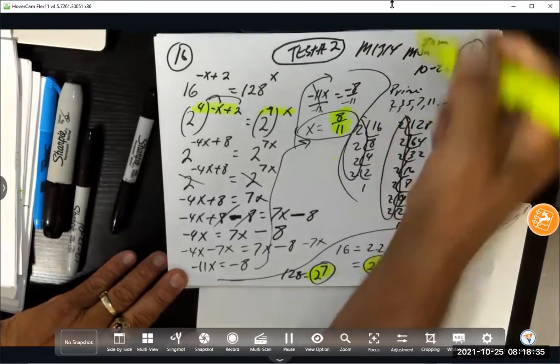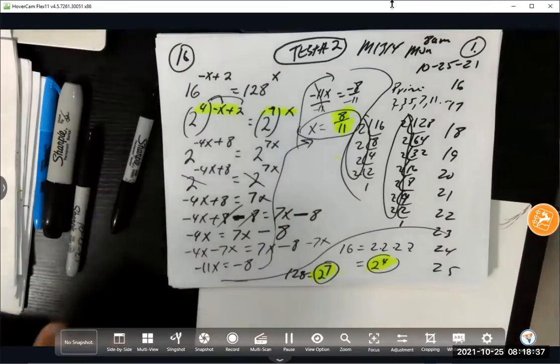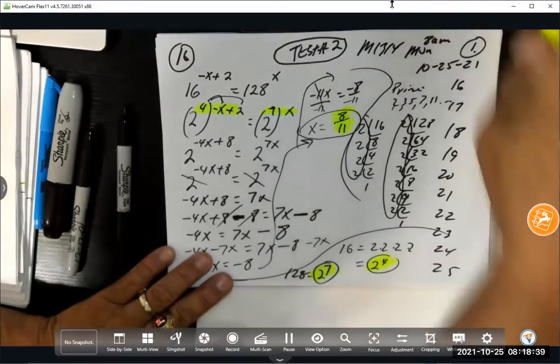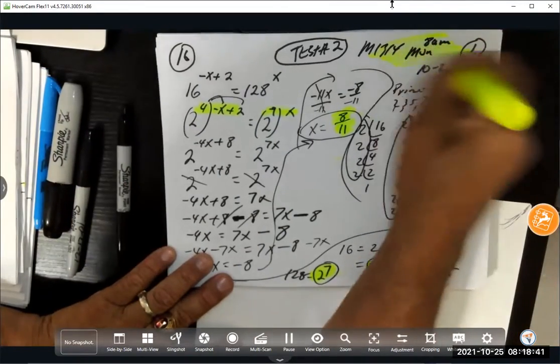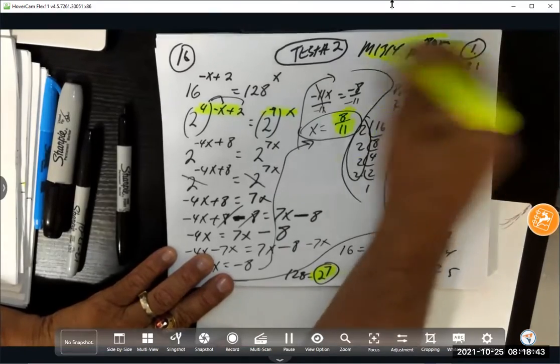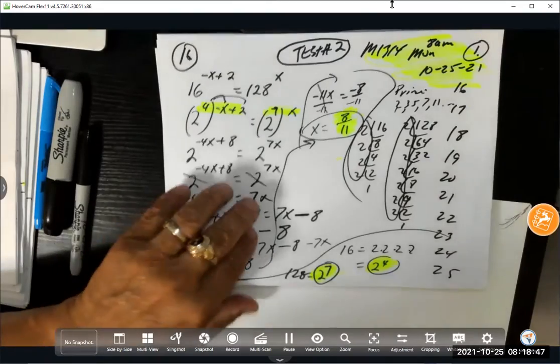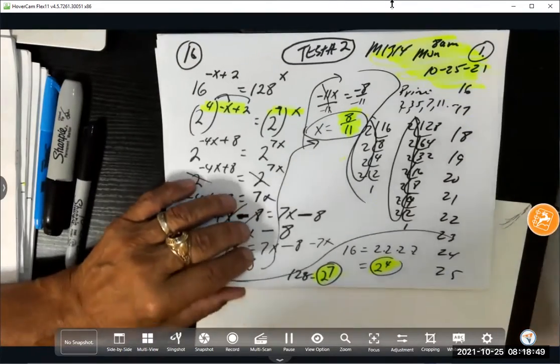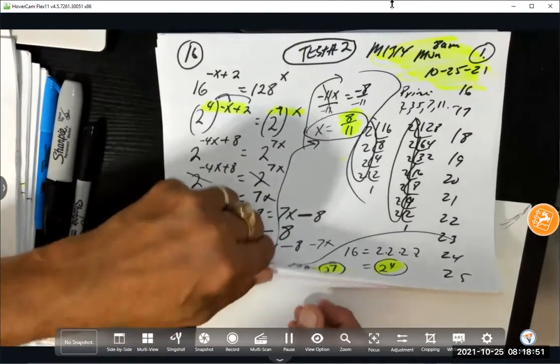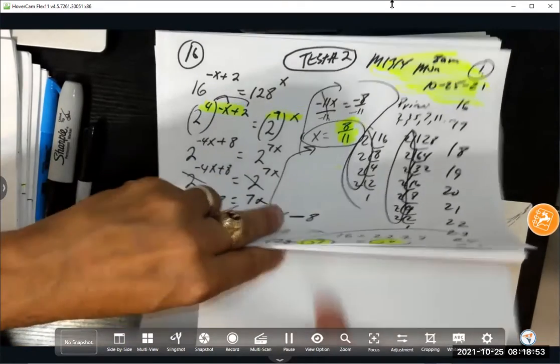Okay, is everybody okay with number 16? Is that okay? Yes. Okay, so I'm gonna do number 17 now. I'm just gonna kind of do the same thing. I'm just gonna change the number, and then hopefully you say, "Of course, I know how to do this." All right, so ready? Let's go to another one.